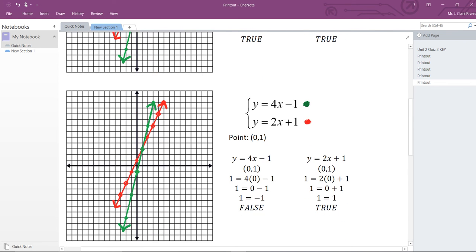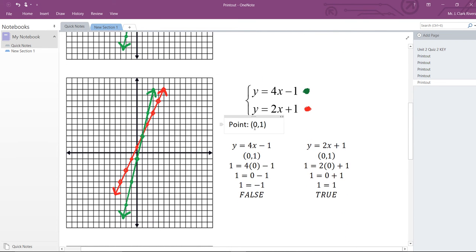Let's compare that to this down here. Take a look at the point (0, 1). First, let's find the point (0, 1) on the graph. (0, 1) is that red point right there. Notice the green line does not pass through (0, 1), but the red line does. So 4x minus 1 is our green line. Remember, the green line does not pass through (0, 1).